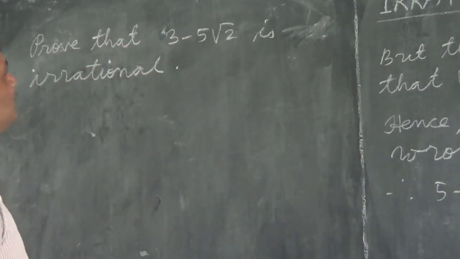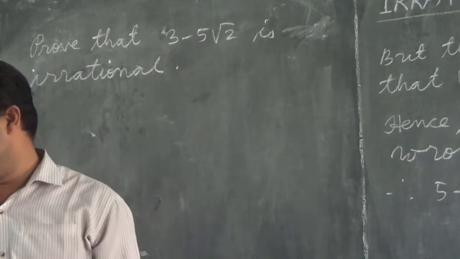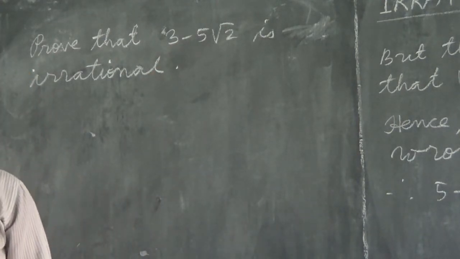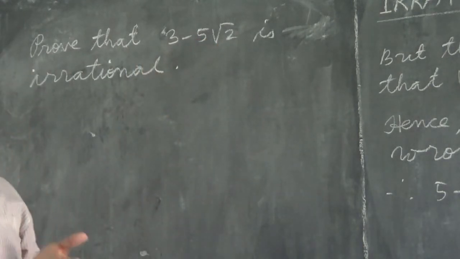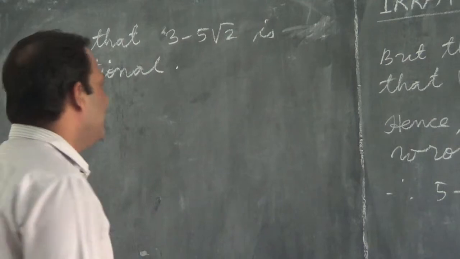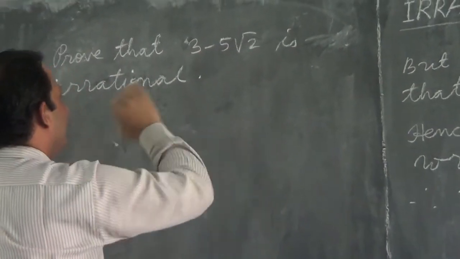Prove that 3 minus 5 root 2 is irrational. In the book it is given 3 minus 5 root 3. I have taken here root 2. You can take root 7. Whatever you take, the same method will remain.